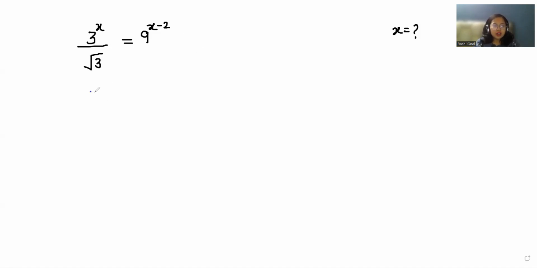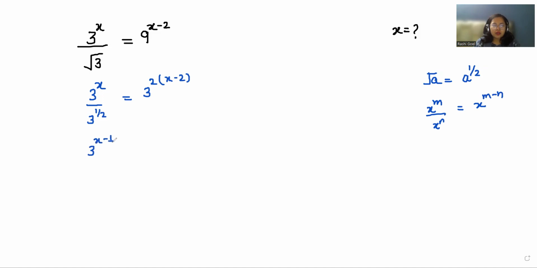So first, square root of 3, we can write it as 3 power 1 by 2. So here we can write 3 power x by 3 power 1 by 2 is equal to 9 power x minus 2. We can write 9 as 3 square, so 3 square power x minus 2. Now, according to the exponent rule, x power m by x power n, we can write it as x power m minus n. So here 3 power x minus 1 by 2 is equal to 3 power... Here, x power m power n, we can write it as x power mn, so 3 power 2x minus 4.